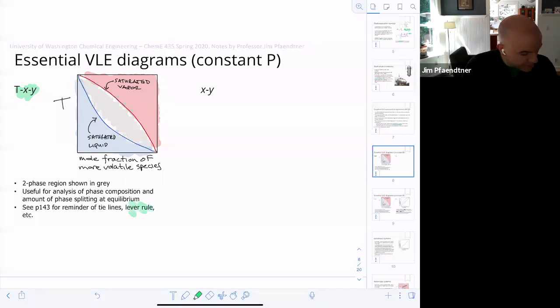We'll need this on Thursday as well. So if you're not familiar, or you've never seen tie lines and the lever rule, I'll briefly revisit them on Thursday, but I'm assuming some knowledge of that from prior classes.